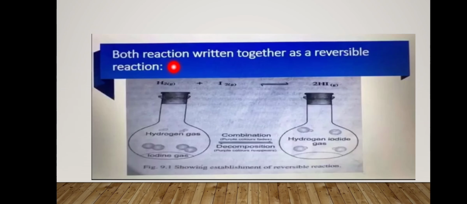When both reactions are written together, they are represented as a reversible reaction. Hydrogen gas and iodine gas react together in a closed flask. The purple color fades and they form hydrogen iodide, which is colorless. When hydrogen iodide is heated in a closed flask, it is converted into hydrogen gas and iodine gas, and the purple color reappears.